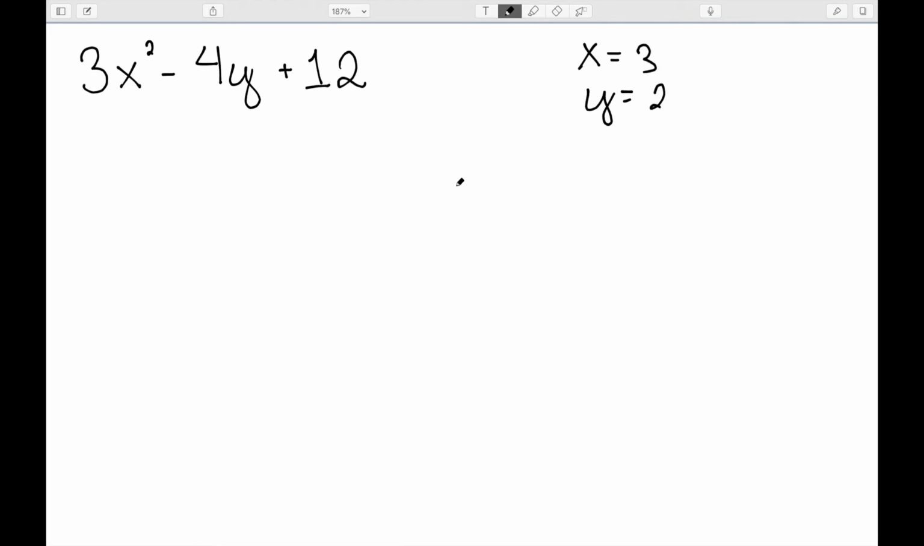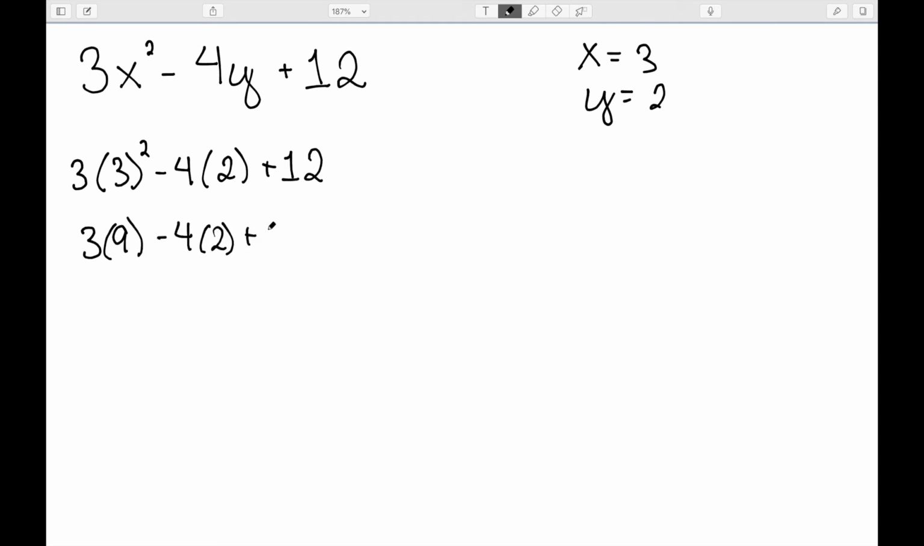So let's do it again. This time x is equal to 3 and y is equal to 2. So I have 3 times x squared, so 3 times 3 squared, minus 4 times y, 4 times 2, plus 12. 3 squared is 9.